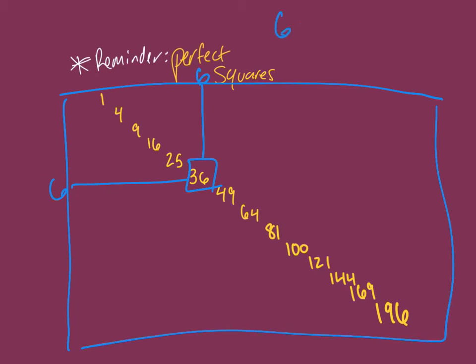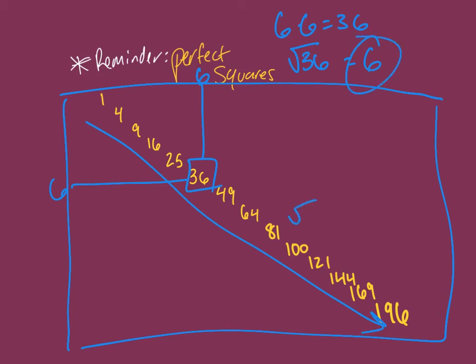So 6 times 6 is 36, meaning if I take the square root of 36, I'm looking for what number multiplied by itself equals 36. Well, that answer is 6, and they're perfect squares because every single one of these yellow numbers has a square root that's a whole number. So the square root of 81 is 9, the square root of 144 is 12.